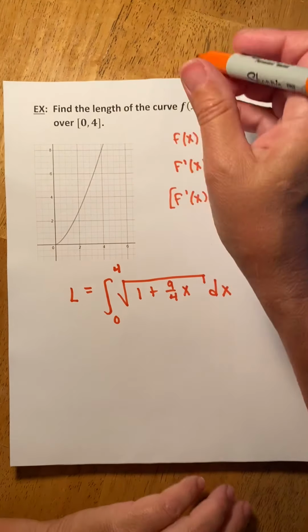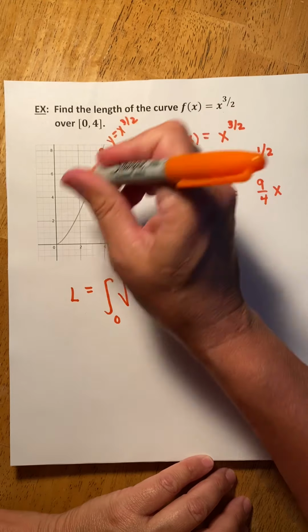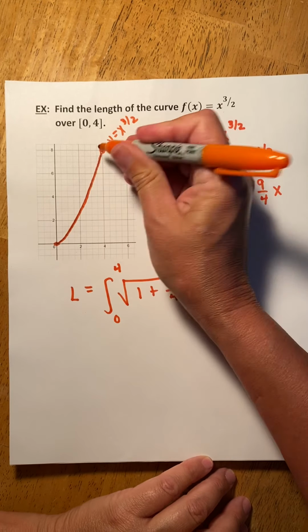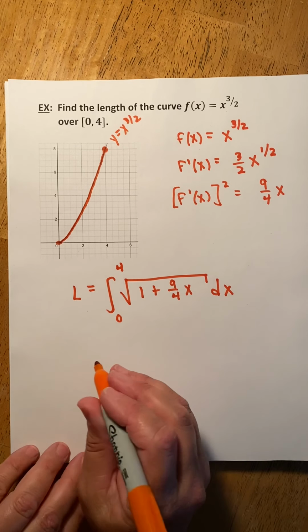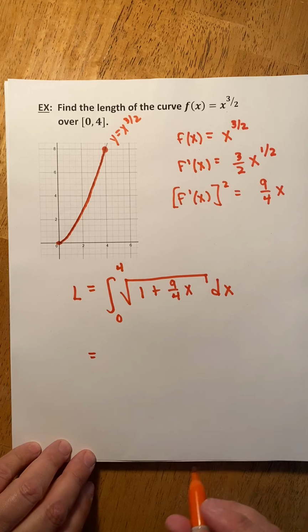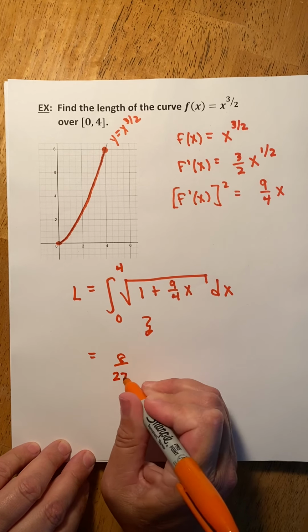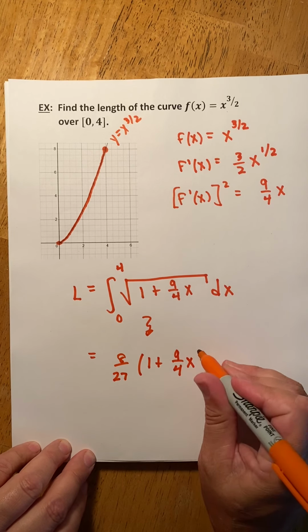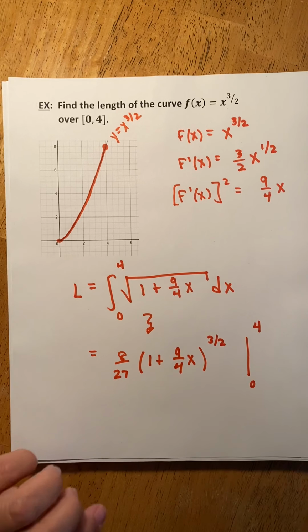So what we're looking for here is the graph of y equals x to the 3/2 from 0 to 4. And if we were to stretch out this little sort of semi-parabolic shape, how long would that line be? Well, you can use u substitution here. When you do the work in between, you get 8/27 times 1 plus 9/4 x to the 3/2. And we evaluate that from 0 to 4.